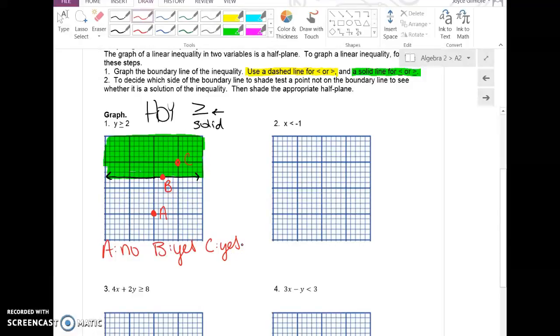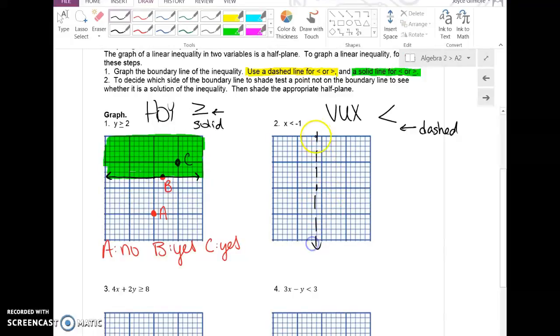Okay, the next one, x is less than, sorry, x is less than negative 1. This is x with no y, so this is a VUX scenario. We need a vertical line at negative 1. Is that vertical line going to be a solid or a dashed line? Dashed. Because there's no equals, that makes it a dashed line. That means we aren't including the boundary line in the shading. So there's my dashed line.